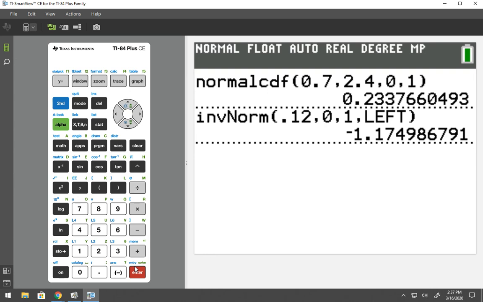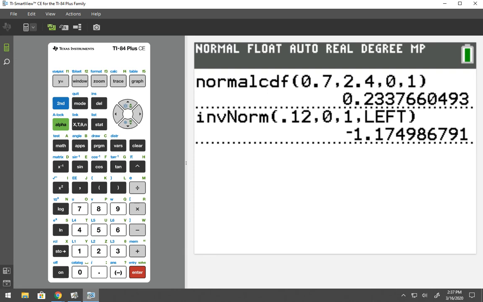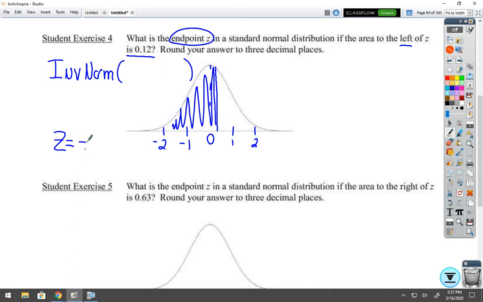What did I just find? I just found the endpoint of Z, which is approximately negative 1.17. Z equals negative 1.17.